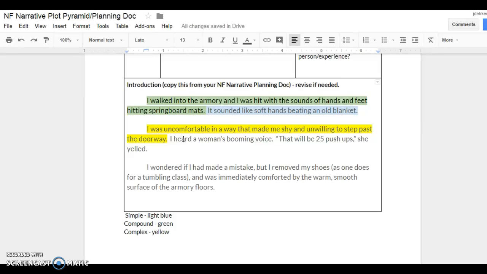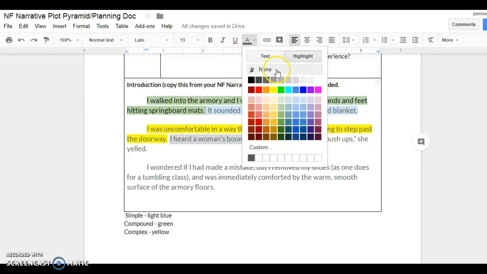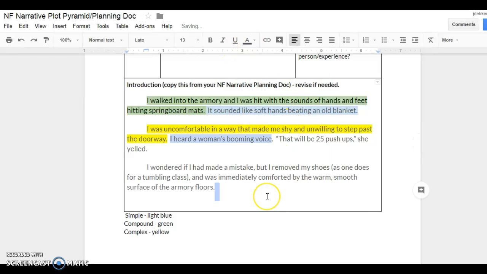The next sentence, "I heard a woman's booming voice." Sounds really simple because it is a simple sentence. I can tell there is one subject, one verb, and there are no conjunctions. So it is just an independent clause, which also means it is a simple sentence. And we know that that gets highlighted in light blue.